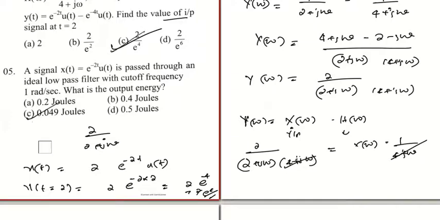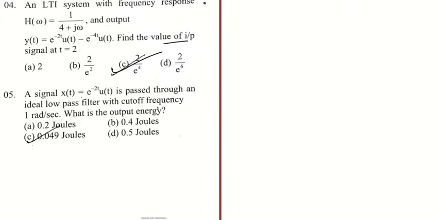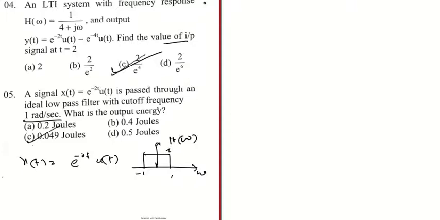And now let's do the next question. A signal x of t is given here, which is equal to e raised to minus 2t u of t, is passed through an ideal low pass filter with the cutoff frequency 1 radians per second. So I will write like this, minus 1 to 1, it is having cutoff frequency minus 1 to 1. It is given in the question that it is 1 radians per second. So this is the frequency response of the filter.